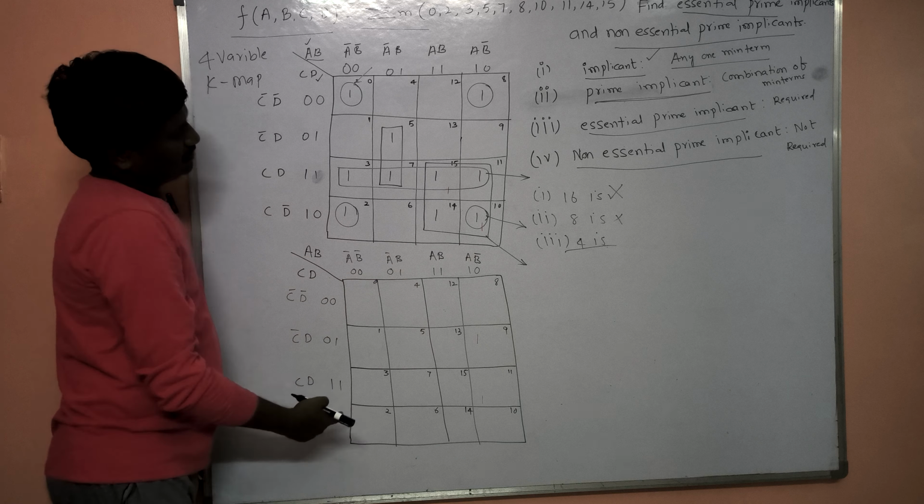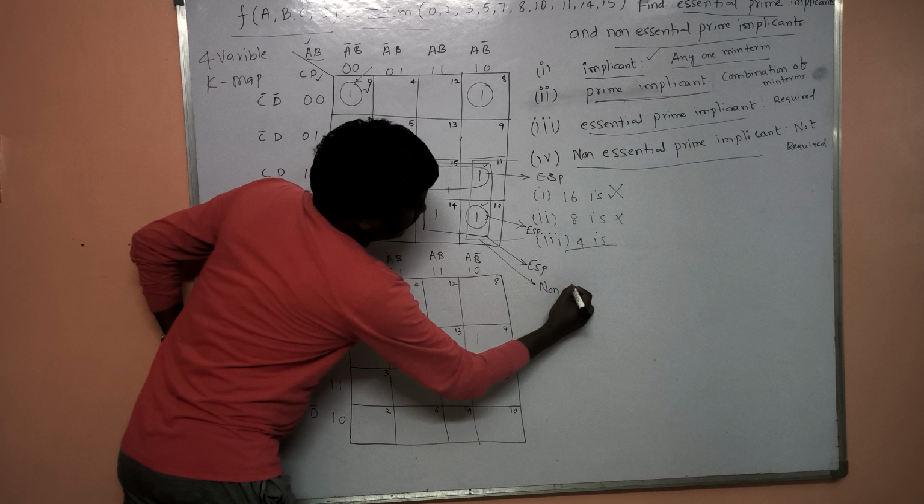But if I take another group, let's take this group. If I take this group, what exactly is going to happen is something like this. What is this group exactly? This is also a 4 ones combination for sure. The one which I have shown with red. This is already used. This is already in a group. This is already in a group. This is also already in a group. So this red combination is a non-essential prime implicant.